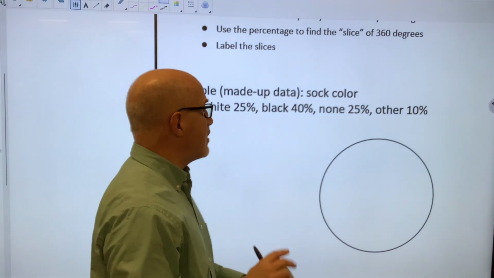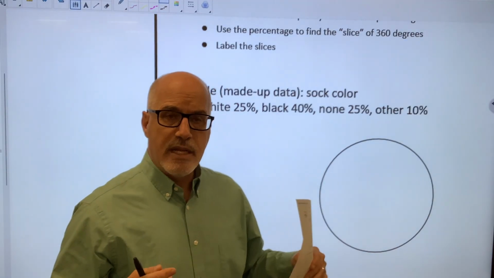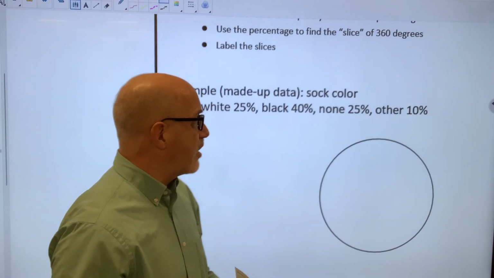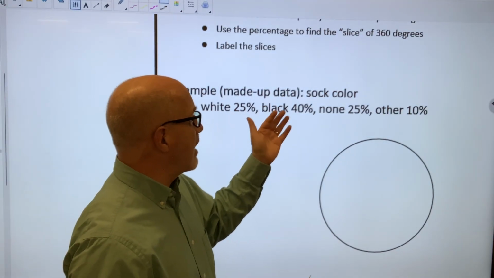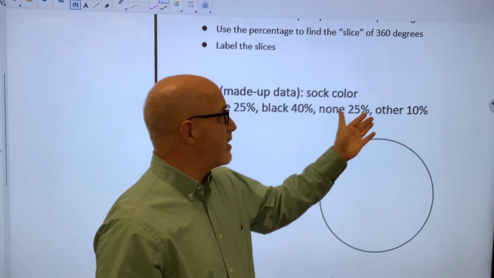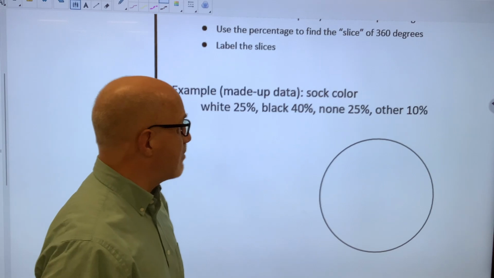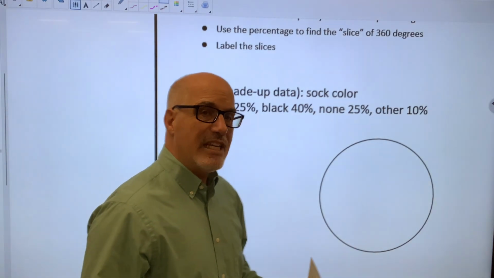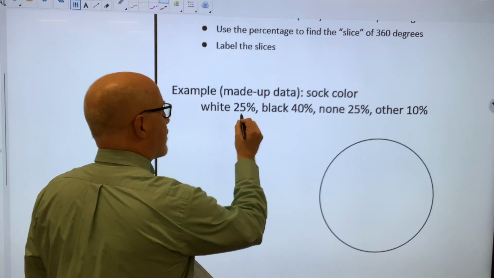So each of these, again, this is made up data of sock color. So what color socks do people have? We have white at 25%, black at 40%, none wearing socks, they're not wearing any socks, 25%, and other colors of socks or designs would be 10%. And you multiply each of these by 360 degrees, and you get your degrees for this.